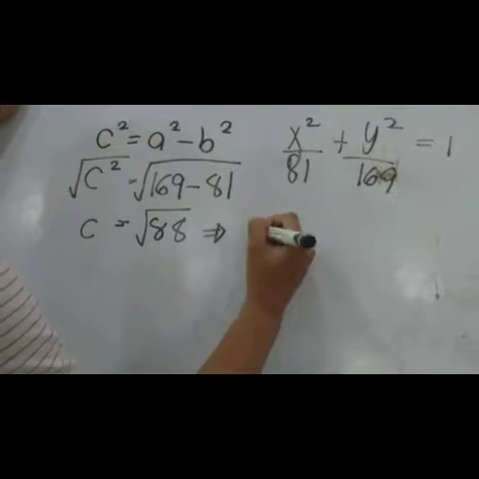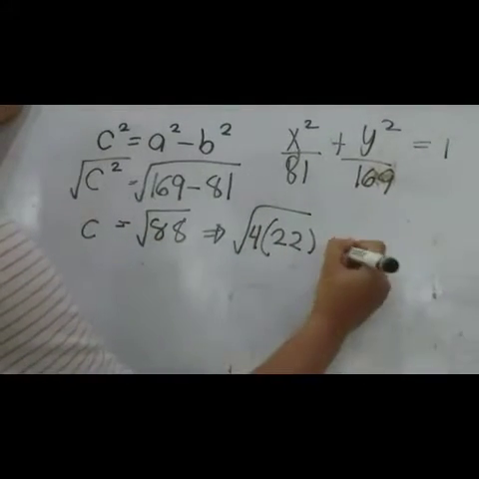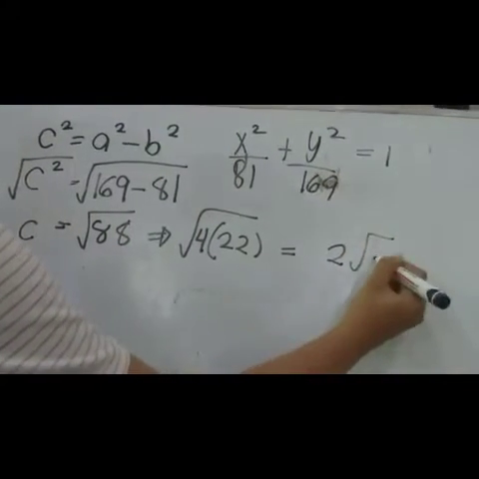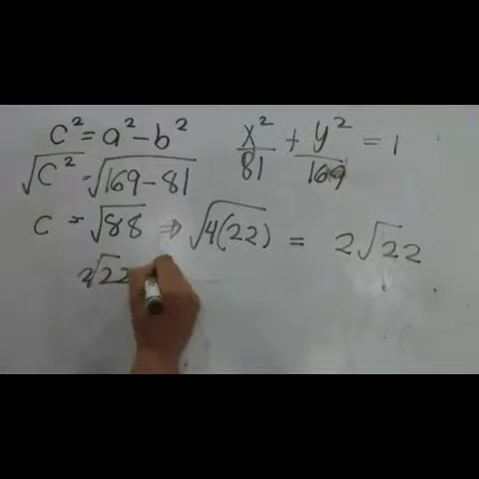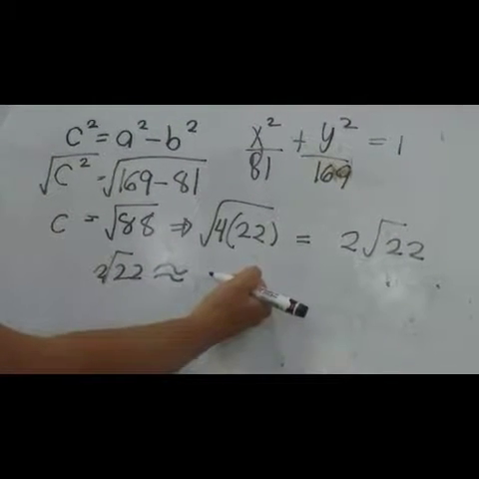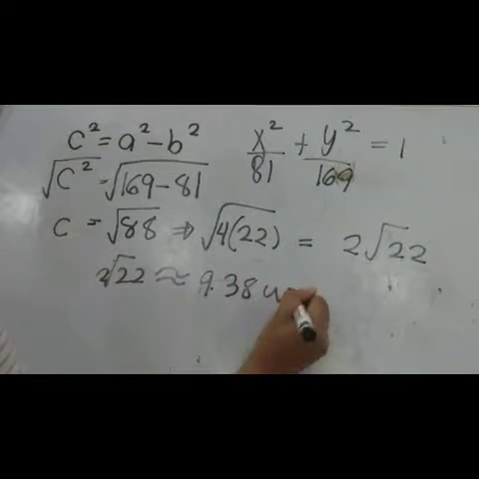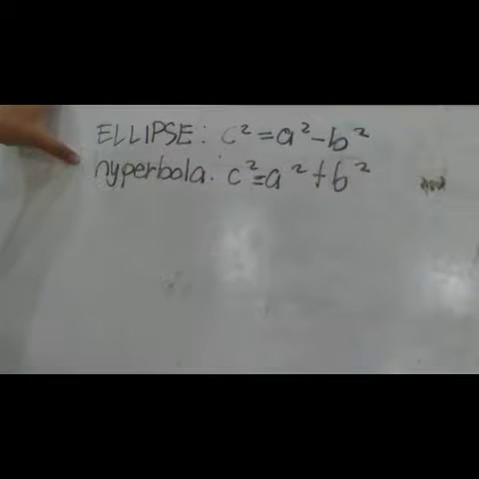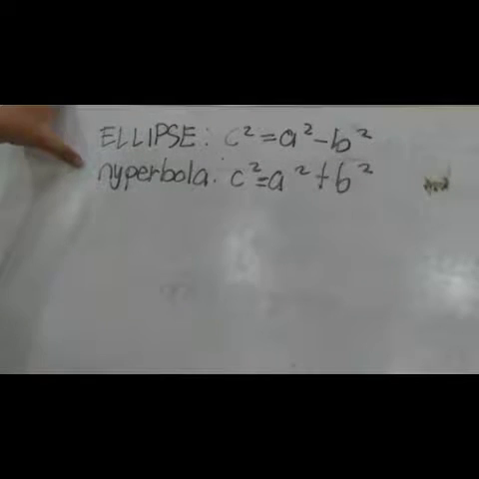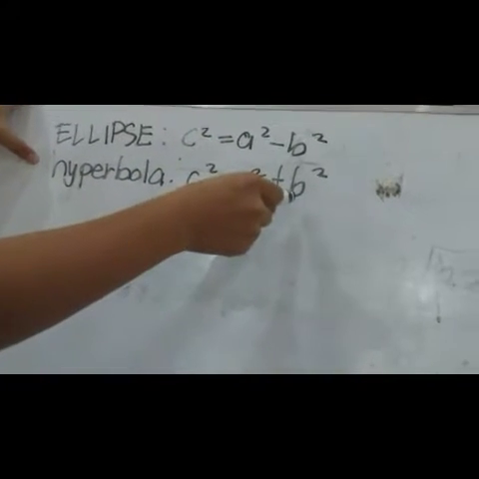After this, it will be 4 times 22. It will turn into 2 square root of 22. We have approximately 9.38. So this is how we are going to find the C. If this is hyperbola, which will be our next topic on the next video, the C will be this: c squared is equal to a squared plus b squared.